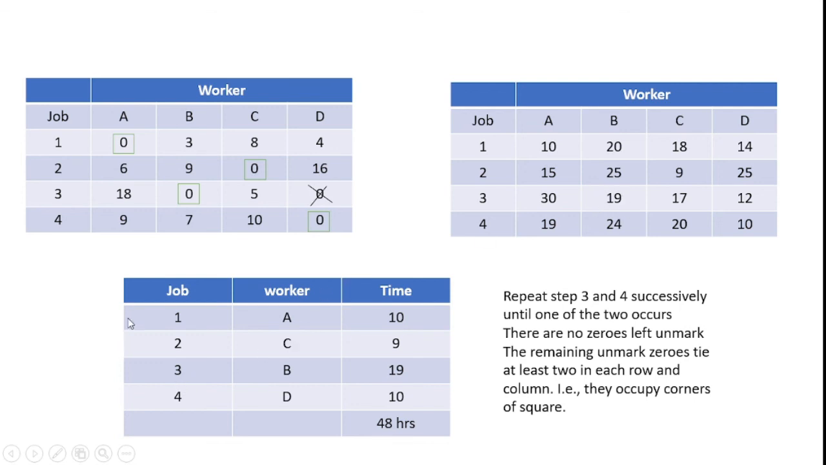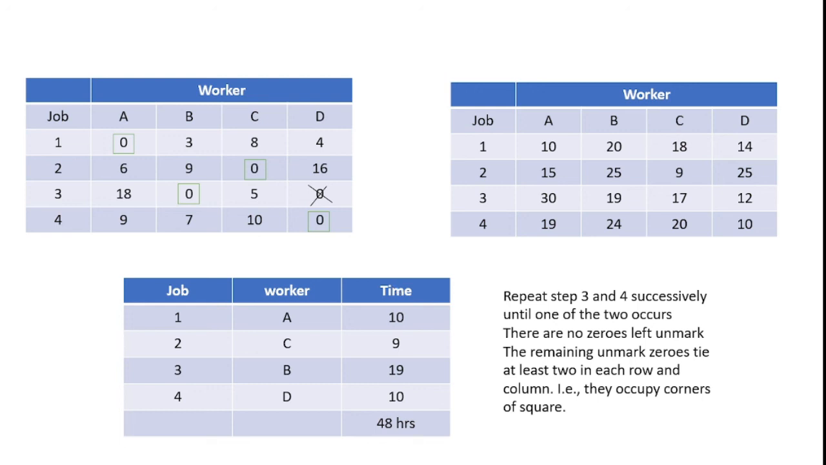After that, what about the fourth job? The fourth job assignment is available with D here. So the fourth job is assigned to D, but how many hours does it consume? 10 hours. So I can pick the 10 hours from the given problem and allocate it to the worker with respect to the job. So the fourth job to worker D, worker D consumes 10 hours to complete the job. Total hours to complete the jobs is 48 hours. So this is the procedure we can follow to solve the assignment model in operations research.